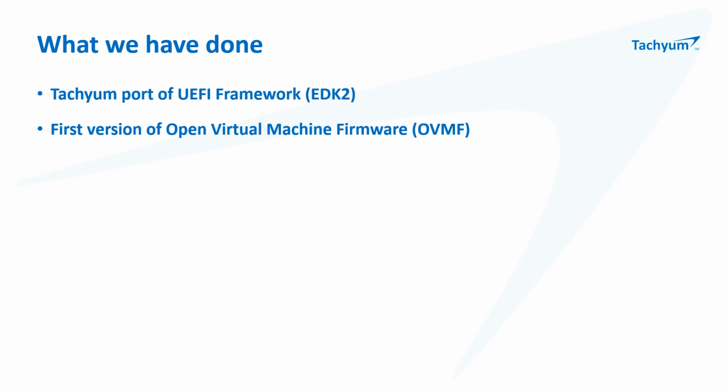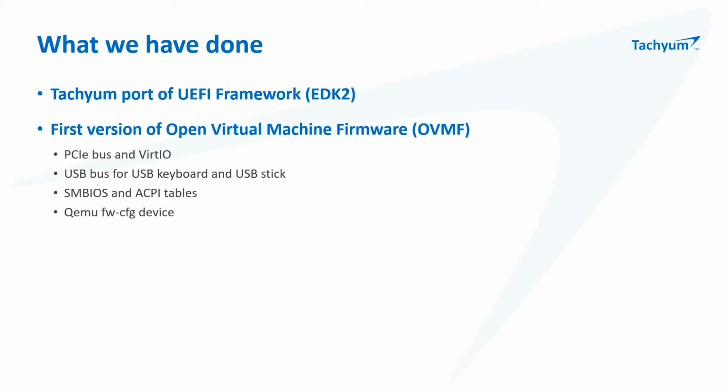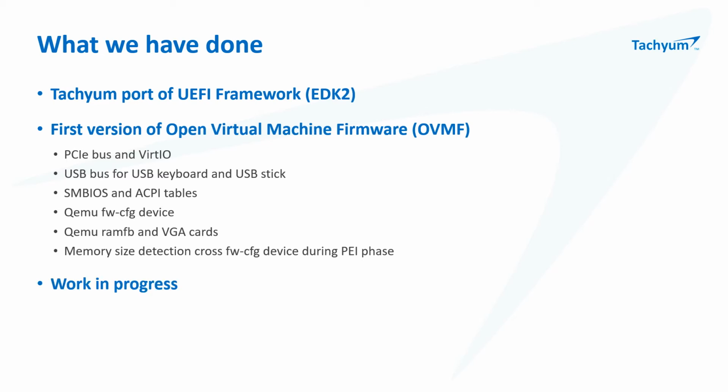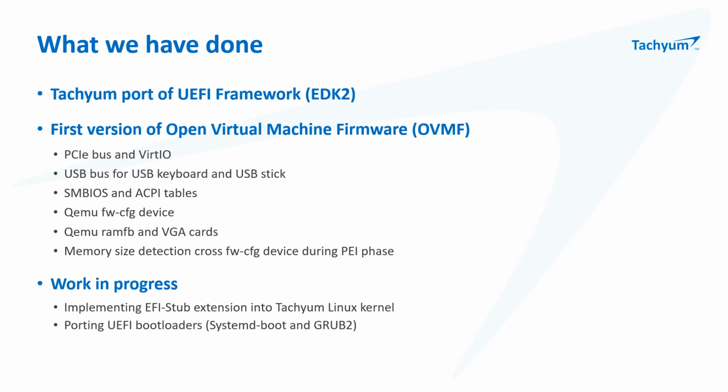For now, it is supporting the PCI Express bus and VirtIO, the USB bus for USB keyboard and USB stick used here as optional boot storage device, the SMBIOS and ACPI tables, the QEMU firmware configuration device, the QEMU RAM frame buffer interface and VGA card for graphical output, and can read the memory size from firmware configuration device during PEI initialization phase. We are still working on UEFI stub extension for Tachyum Linux kernel and UEFI bootloaders like systemd-boot and GRUB 2.